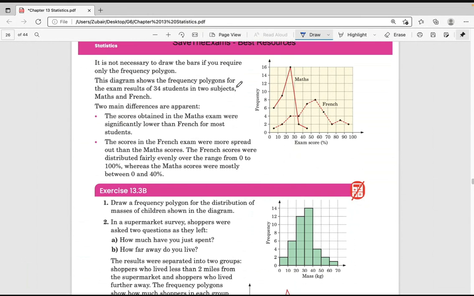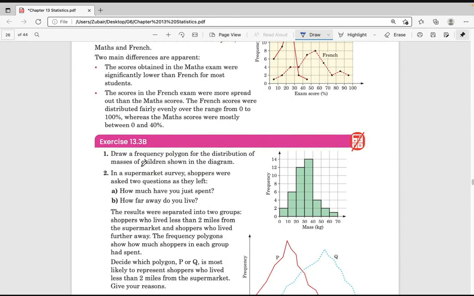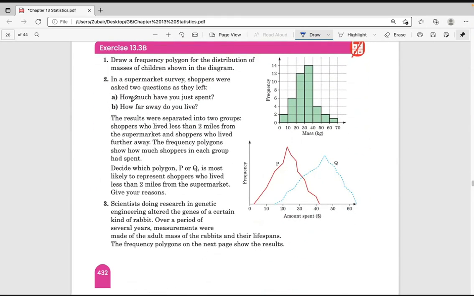This diagram shows the frequency polygon for the exam results of 34 students in 2 subjects, math and French. They've used different lines for them. Two main differences are apart. The scores obtained in math exams were significantly lower than French for most of the students. So as we can see, frequency is higher and marks are lower, between 0 and 30. So let's see what the questions say.